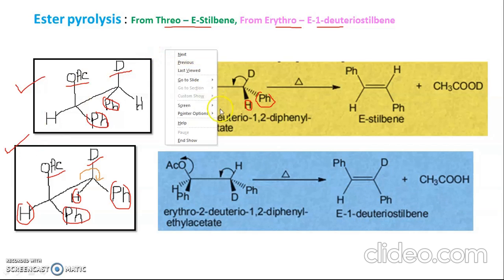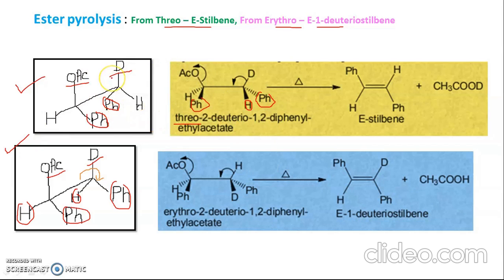But why are we getting different types of product? The reason behind that is, in the first case, this deuterium and OAc, these two are removed, and you are getting the new bond here. And in the second case, if you rotate this bond, now hydrogen will be in syn position with this OAc group. So if now this C-H bond is broken and this OAc group is removed, you are getting a new bond here. That is why we are getting E-1-deuteriostilbene. That is, the deuterium substituent is already present in the alkene. This is also stilbene, and this is a derivative of stilbene where deuterium is also present.